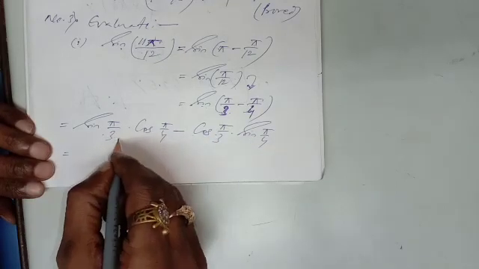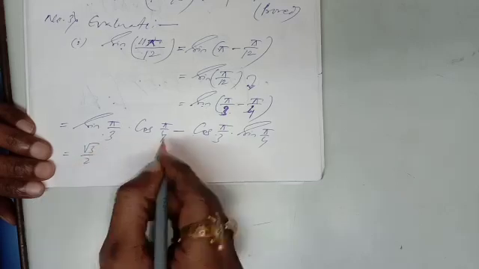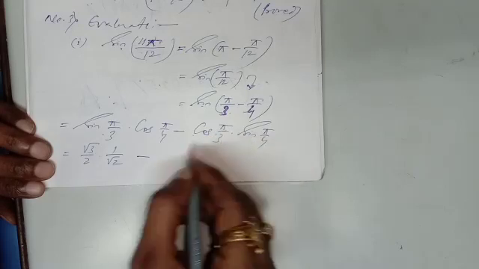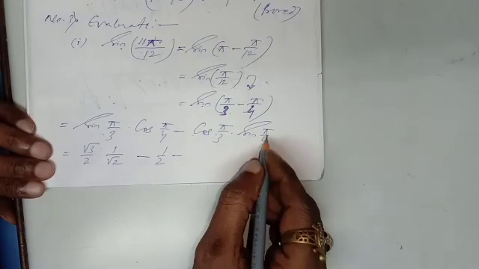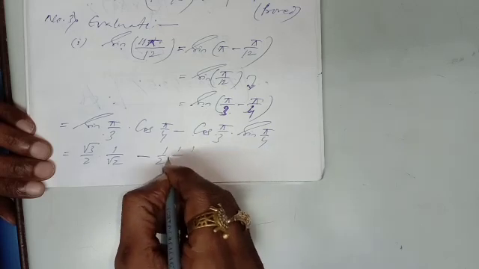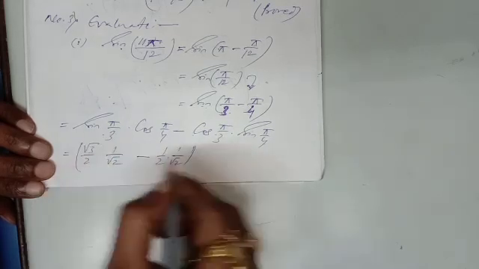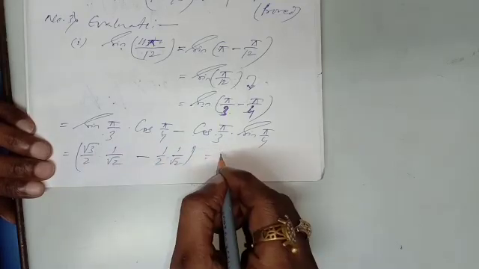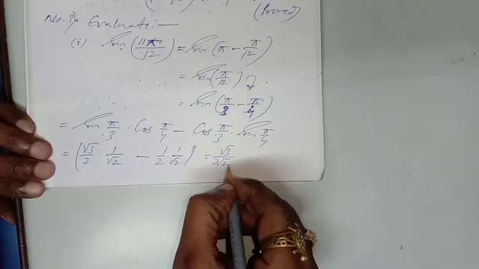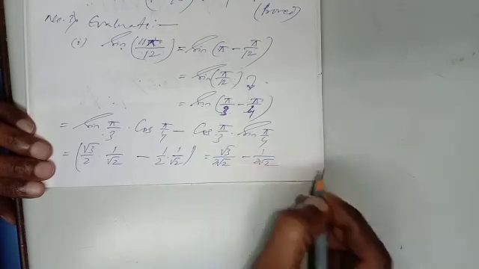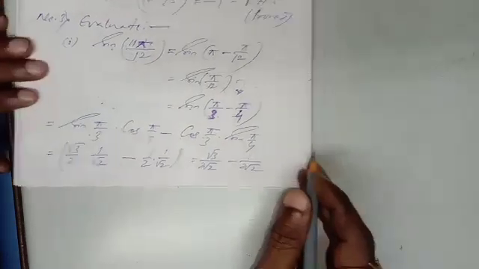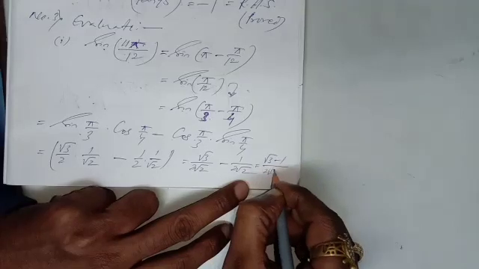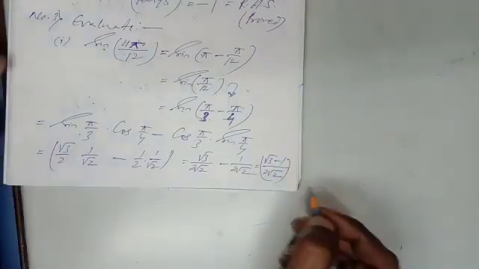Sine pi by 3 means 60 degrees. Sine 60 is root 3 by 2. Cos pi by 4 is 1 by root 2. Minus cos 60 is 1 by 2, sine 45 is 1 by root 2. Okay, so finally you are getting root 3 by 2 root 2 minus 1 by 2 root 2. So what is the LCM? 2 root 2. That means the final answer is root 3 minus 1 by 2 root 2. This is the answer. Okay.